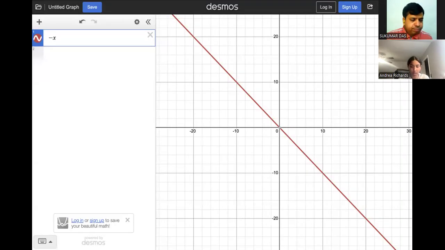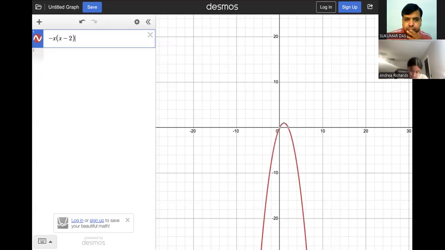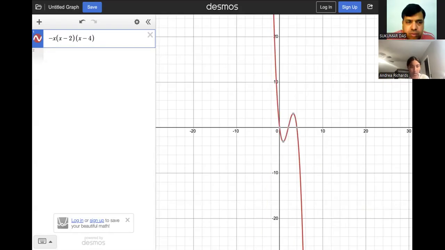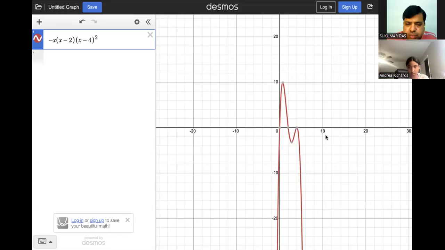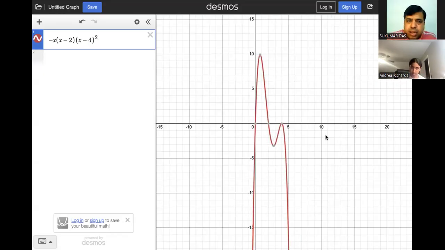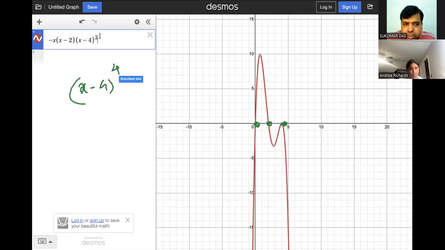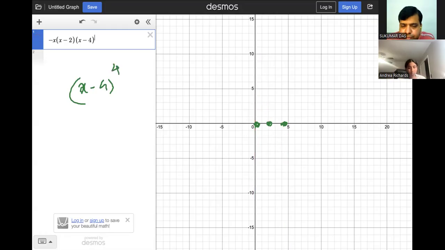So negative x, x minus 2, and then x minus 4 squared. You see, similar thing we have seen: it is crossing at x equals 0, it is crossing at x equals 2, but it is bouncing off at x equals 4. Now you just change here and write x minus 4 to the power 4. We will see that it will still be the same, but it will be flattened.